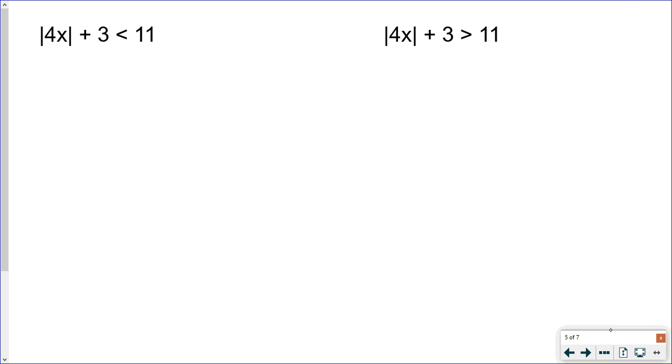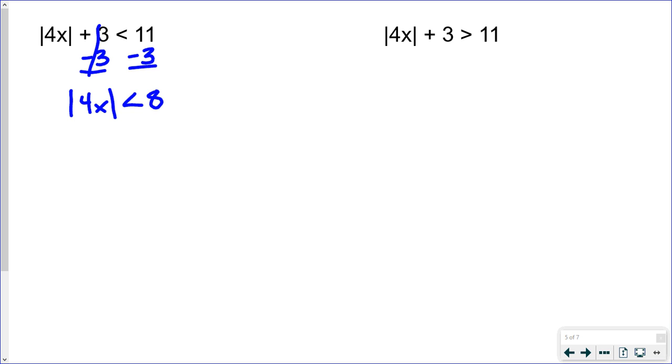All right, so absolute value inequalities. So this is the exact same problem, but one of them's less than, one of them's greater than. So I wanted to show you the difference between these. All right, so let's first get the absolute value piece by itself. So minus 3, minus 3. So the absolute value of 4x is less than 8.